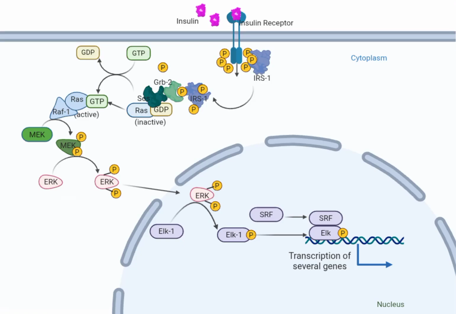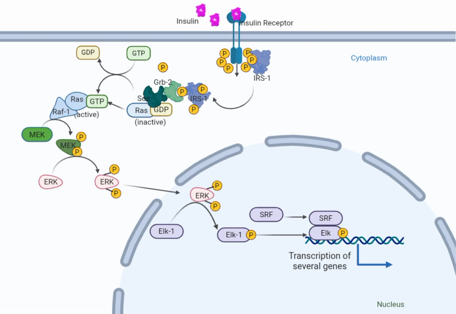Here insulin is regulating gene expression. As we know, insulin generally regulates carbohydrate metabolism, right? For carbohydrate metabolism, different types of enzymes are required, and functional proteins and transporters, everything is required for carbohydrate metabolism.